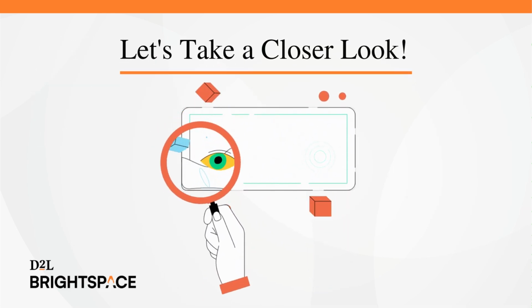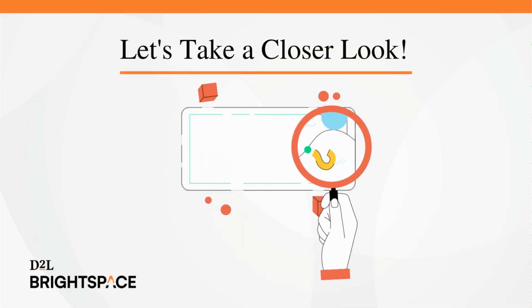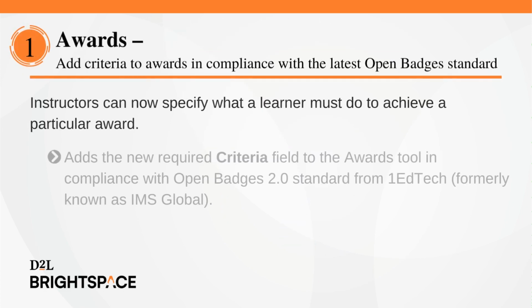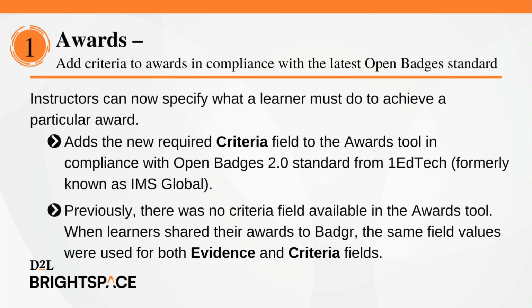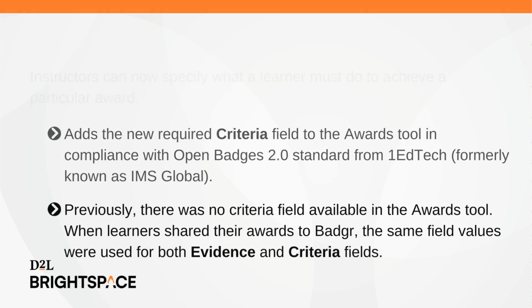Let's take a closer look at this month's features. Instructors can now specify what a learner must do to achieve a particular award by using a new required criteria field in compliance with Open Badges 2.0 standard from OneEdTech, formerly known as IMS Global. Previously, there was no mandatory criteria field available in the Awards tool. When learners shared their awards to Badger, the same field values were used for both evidence and criteria fields.